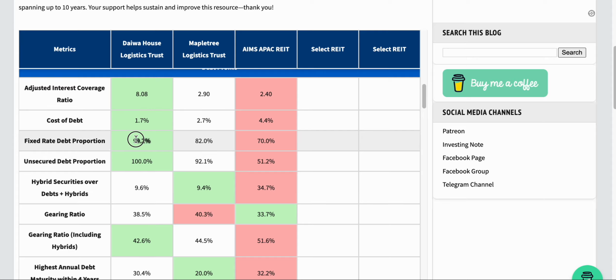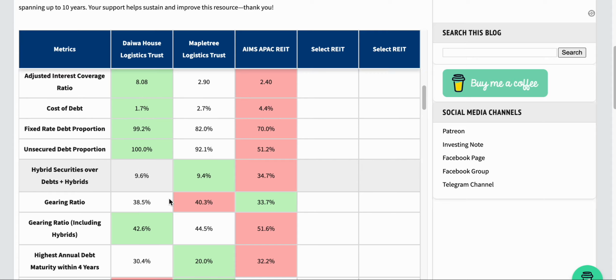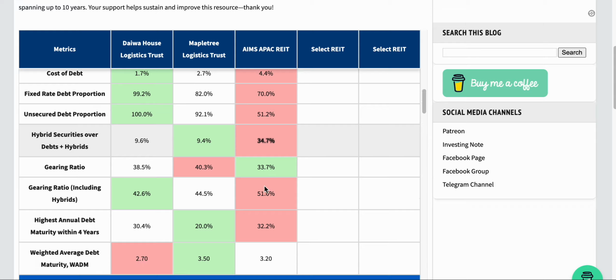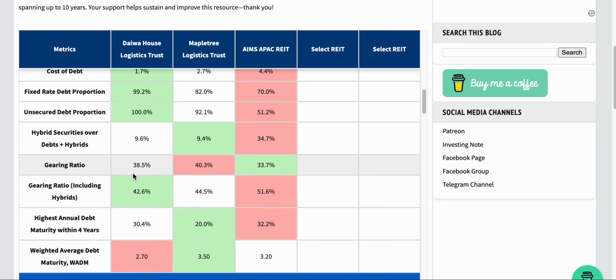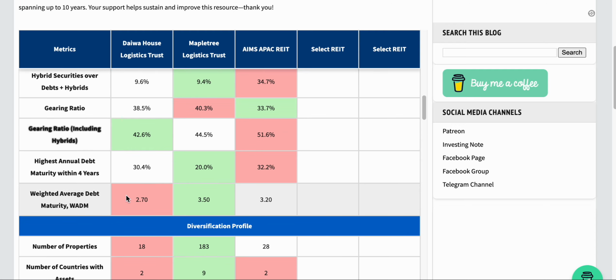Alright, so fixed rate proportion, you see very conservative. You can see that the amount of hybrids they have over their debts plus hybrids is 9.6, 9.4. AIMS has a lot, 34.7%, right? So AIMS has a bit more leverage lah. This one is including hybrids. Normally I look at this. You see the gearing ratio can be deceptive. AIMS looks very low, but if you include their perps, it's actually very high, 51.6%. So I'll look at this value, right? And one thing good about Retirement's blog is that he actually calculates this for you.